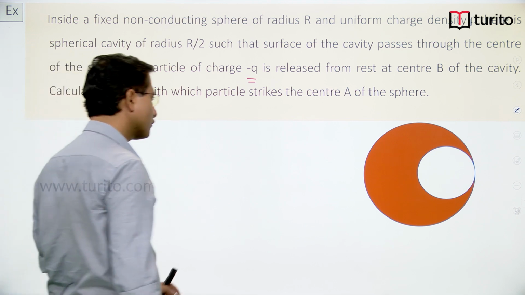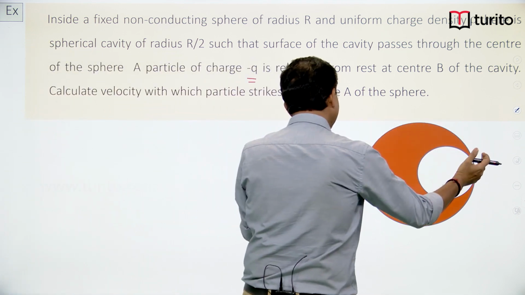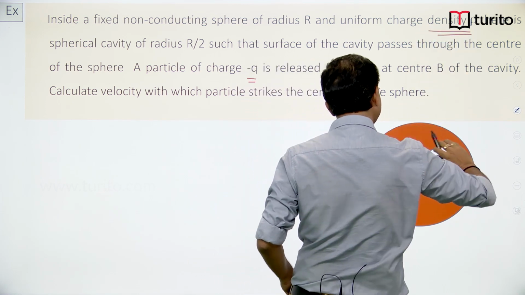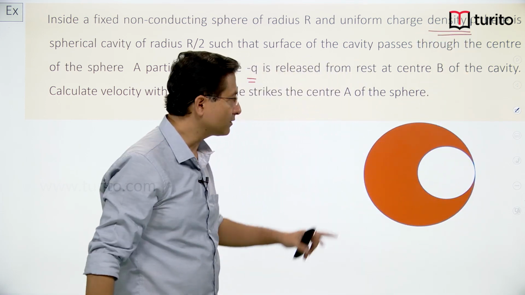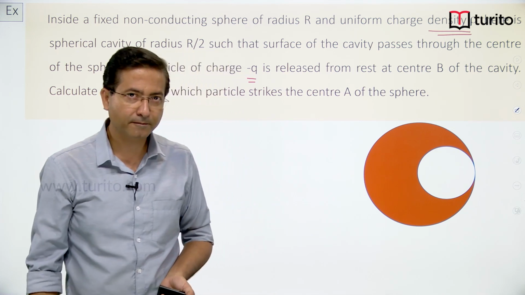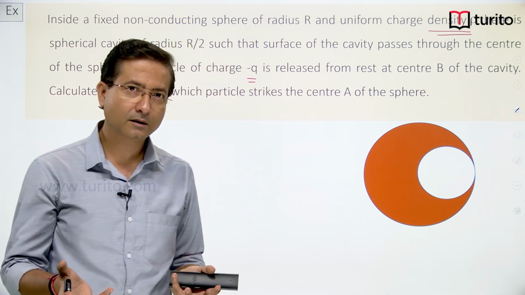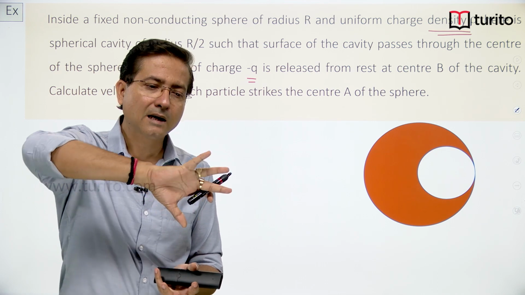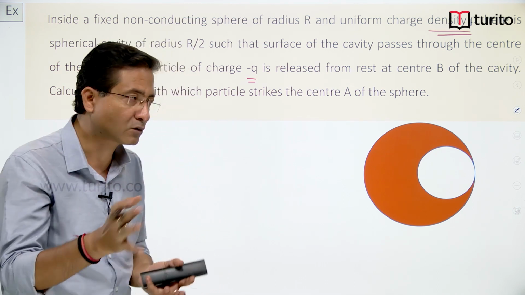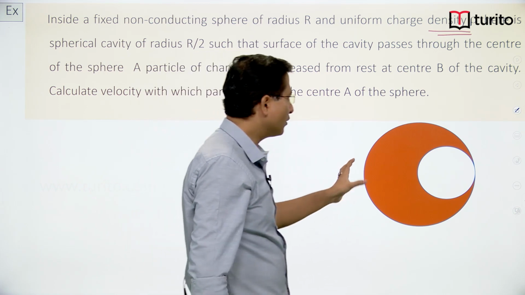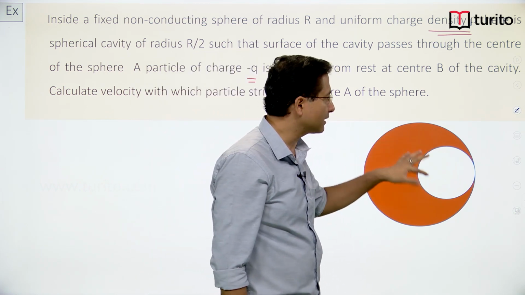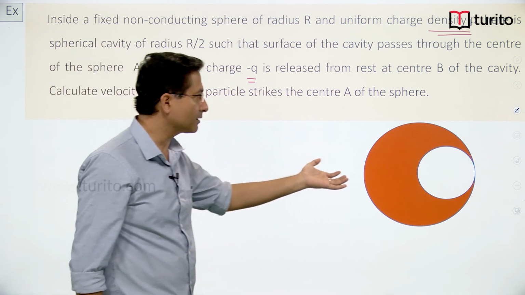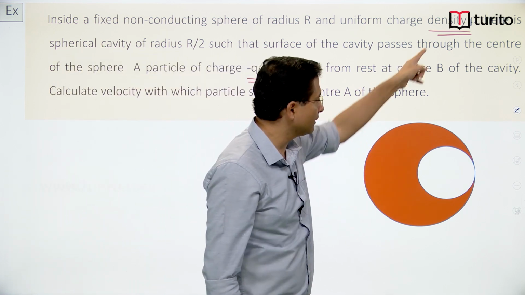So from a sphere of charge density rho, if you remove some part, the density of the remaining part will remain rho only. From a sphere, if you remove some part, then the density will remain the same. It is the total charge on the system that will get affected, but the density will remain the same. So even after removing some part, the density of the remaining part will be rho only.